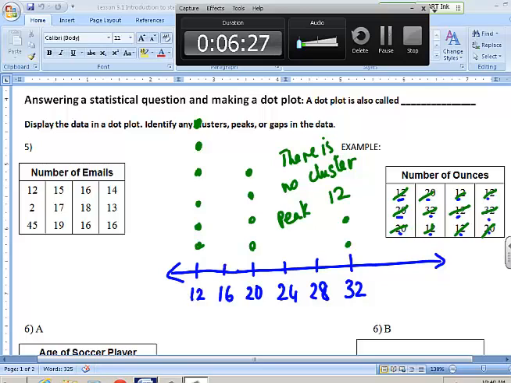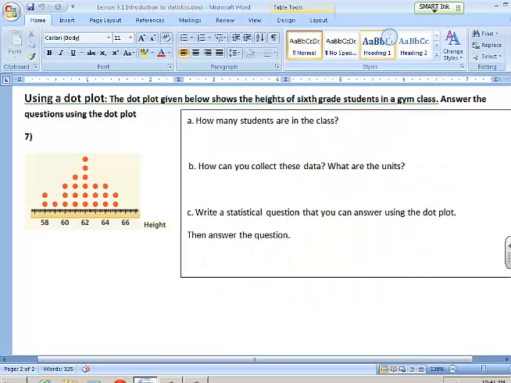And is there a space for this? Yeah, there is a space between 12 and 20, and the space between 20 and 32. So those are the spaces. Okay, go ahead and finish up with 6A and B.